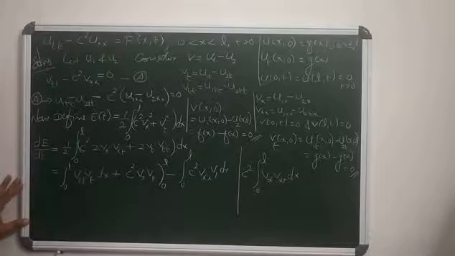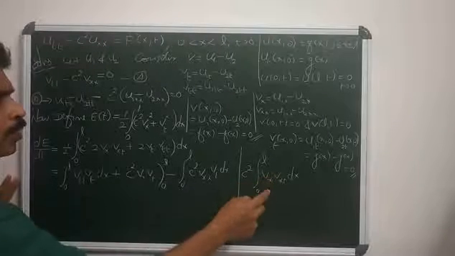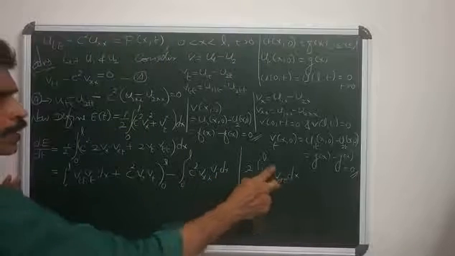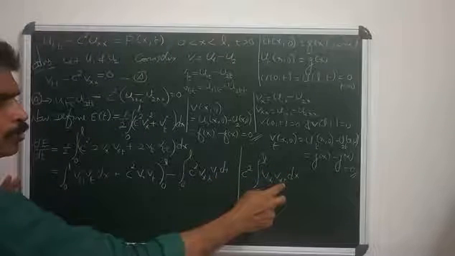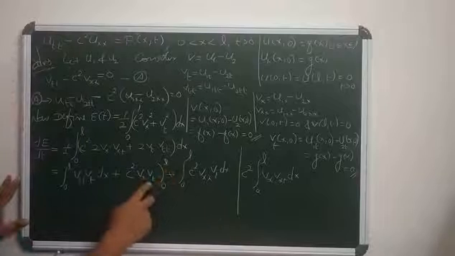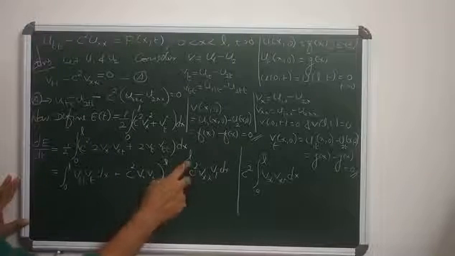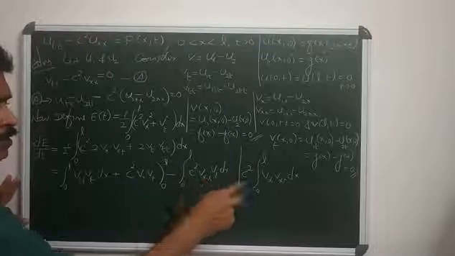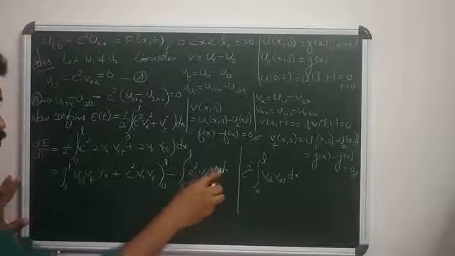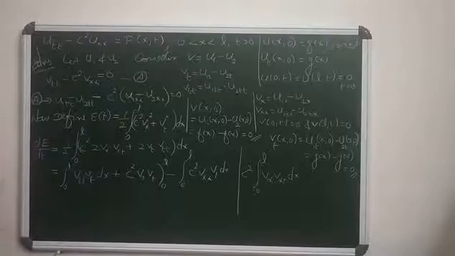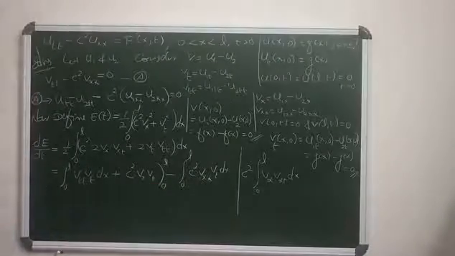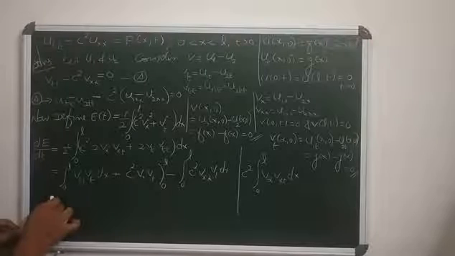Integration by parts: first function into integral of second. So it is c square, first function vx, into integral of vxt with respect to x, that is vt, minus integral of derivative of the first function, vx, whose derivative is vxx, into integral of second. Okay, so this is integration by parts. Clear?